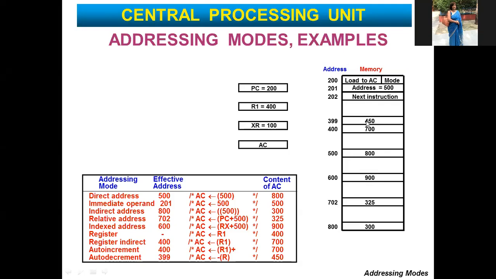The memory consists of a number of words, and then these are the various addresses given to the different words of the memory. The very first word is stored at 200 location, then 201 location, then 202 location.